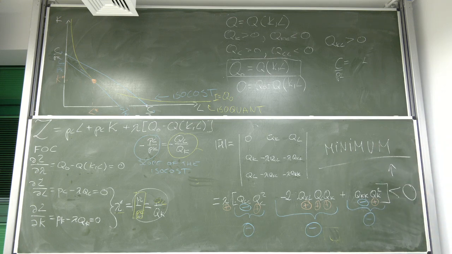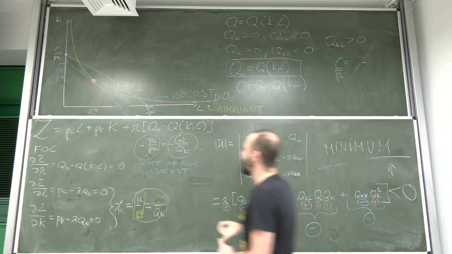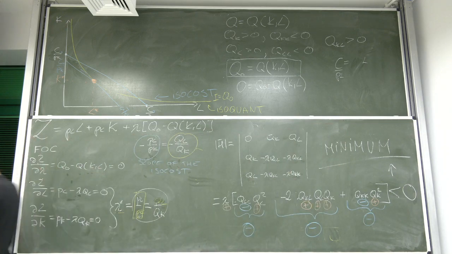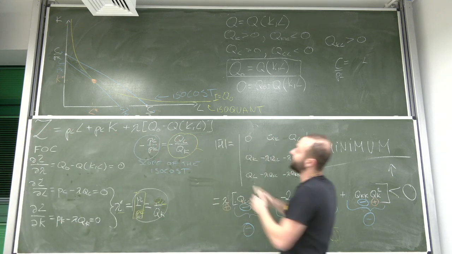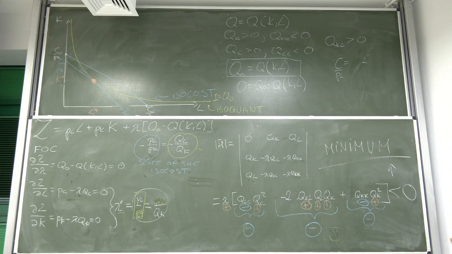Okay, so we know how the company should choose capital and labor. And we also know what an isoquant and isocost are. In the next couple of videos, we're going to elaborate on different types of production functions and that they're associated with different types of isoquants.